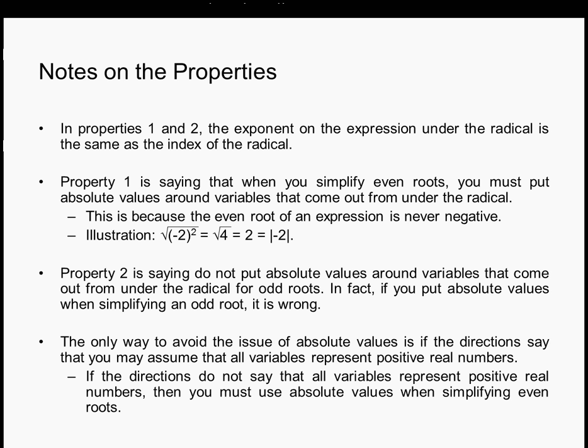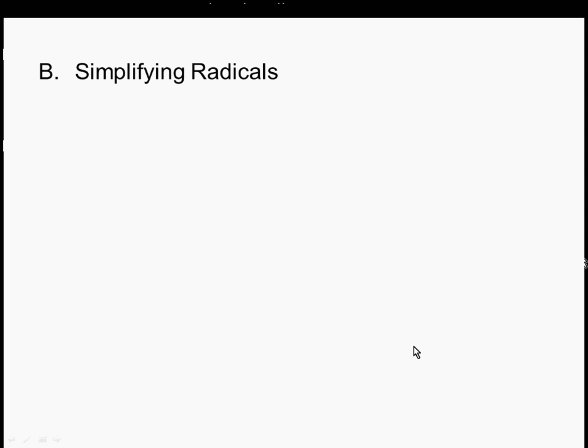So the only way to avoid the issue is to assume everything is positive. Now, if the directions do not say that all variables represent positive real numbers, then you must use absolute values in simplifying even roots. Okay? So again, you hope and pray that it says everything is positive. Simplifying radicals.